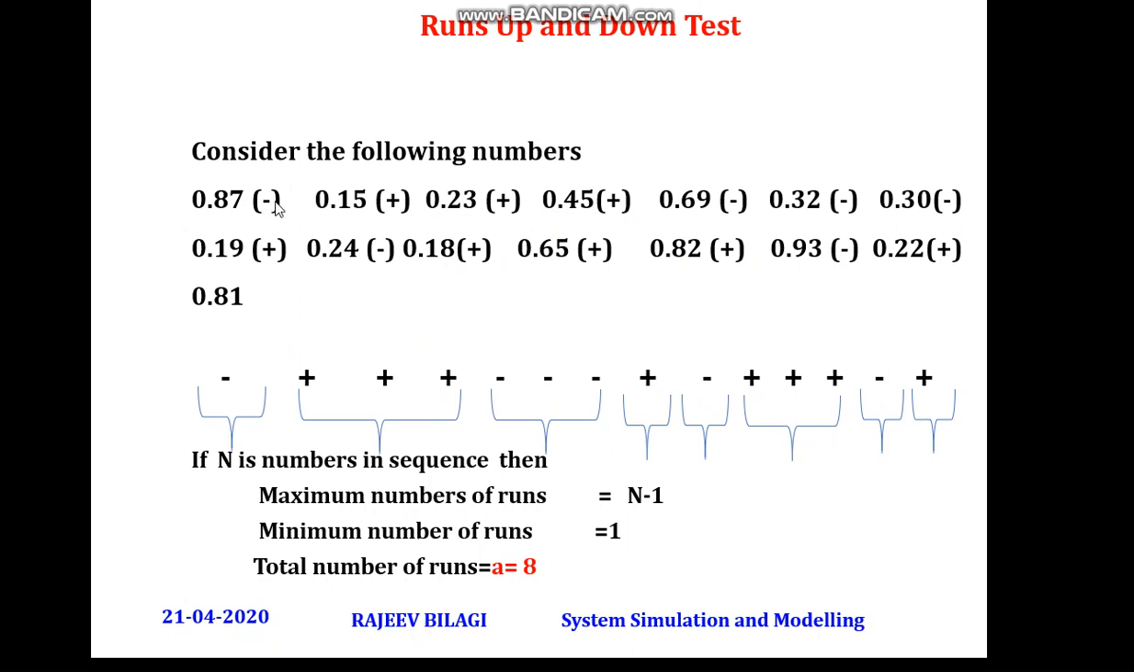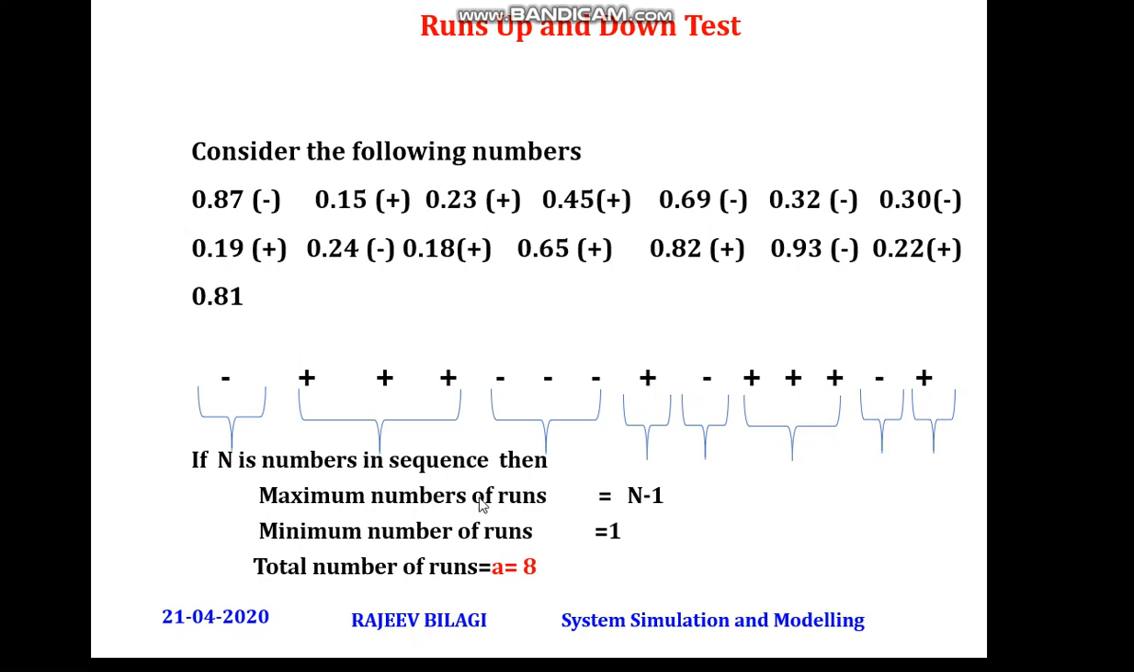So this writing is only for your reference. If you don't want to write all this, that is fine, but directly you can write like this. Now if n is the number of terms in the sequence, then the maximum number of runs is equal to n minus 1 and the minimum number of runs is equal to 1. Can you tell me how? If all the numbers are the same, in that case what will happen? Only the first number will have only 1.